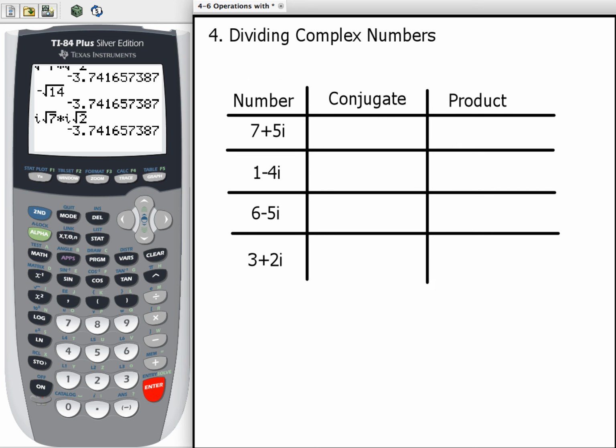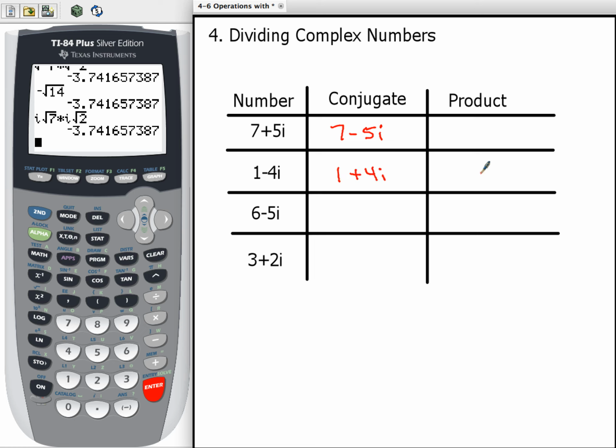Now when you divide complex numbers, what you're going to want to do is take one of the numbers, and it's always going to be in the denominator of a fraction, but more on that later. And you're going to need to multiply the numerator and denominator by the conjugate. So first, let's just go ahead and do this. 7 plus 5i, its conjugate is going to be 7 minus 5i. That was easy. What's the conjugate of 1 minus 4i? Well, that would just be 1 plus 4i.